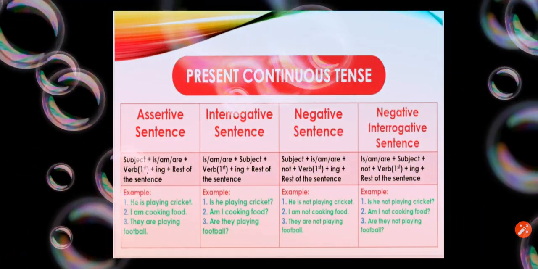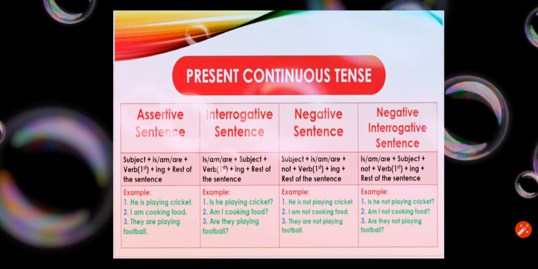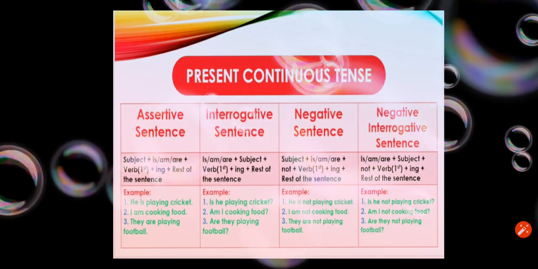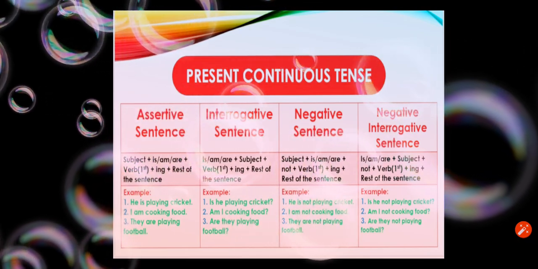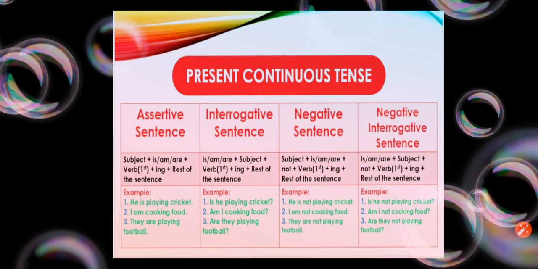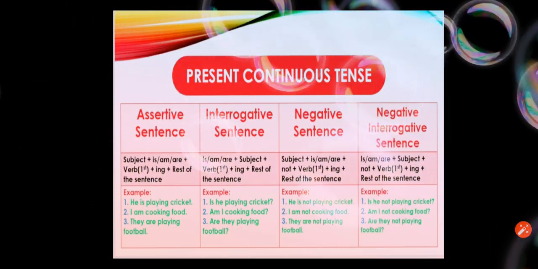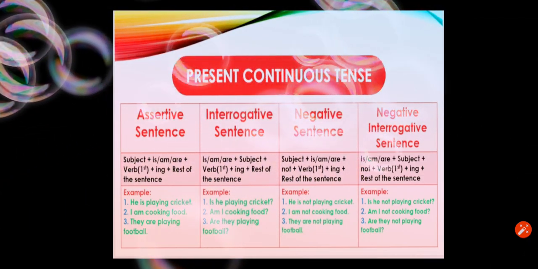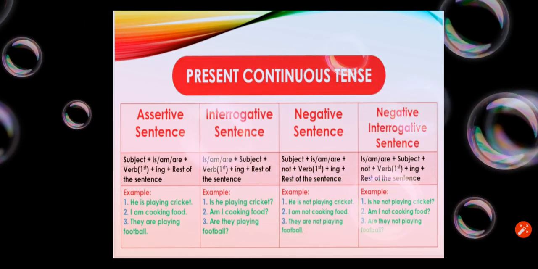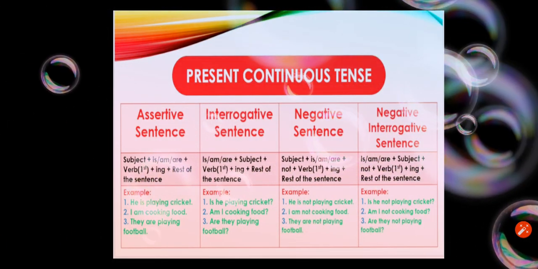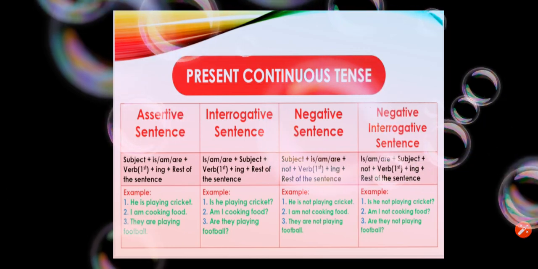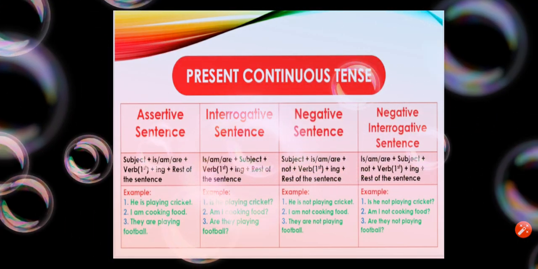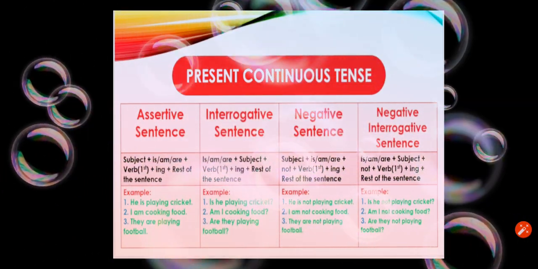Now the third part is the negative sentence. In this, we use not after the helping verb and the remaining sentence is the same as the assertive sentence. For example, he is not playing cricket. I am not cooking food. They are not playing football. Here we use not after the helping verb.